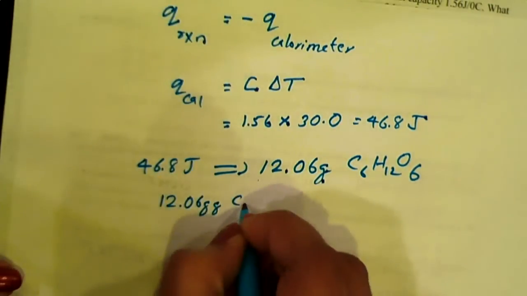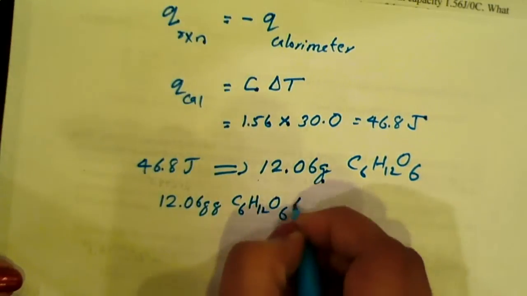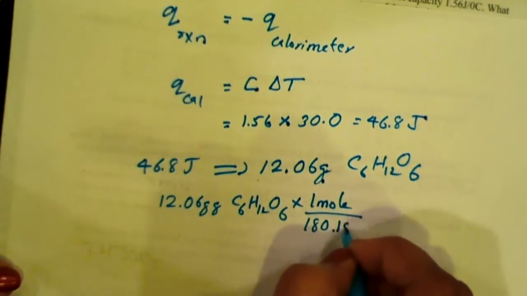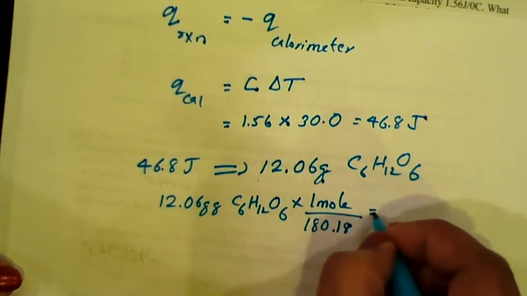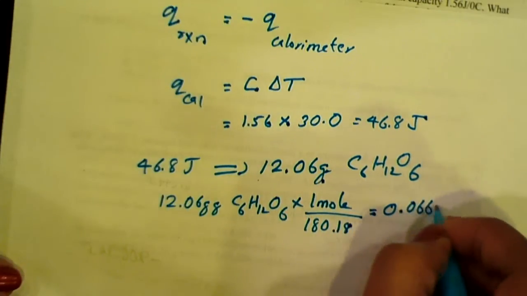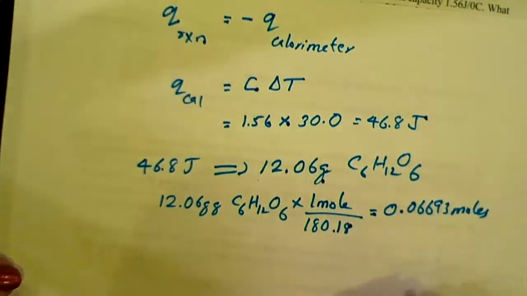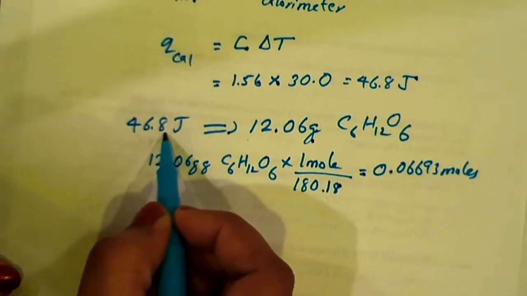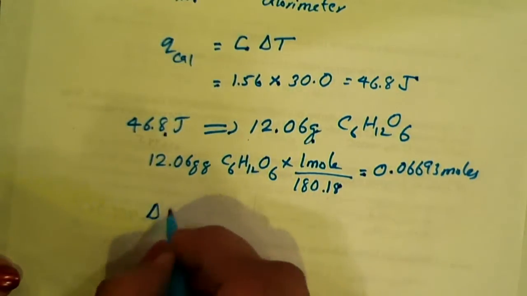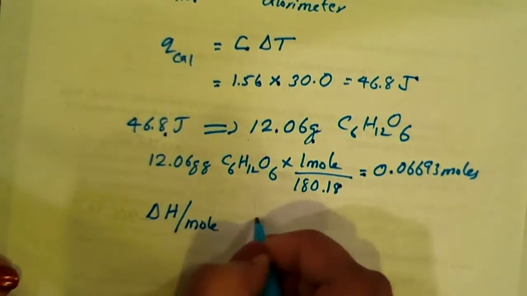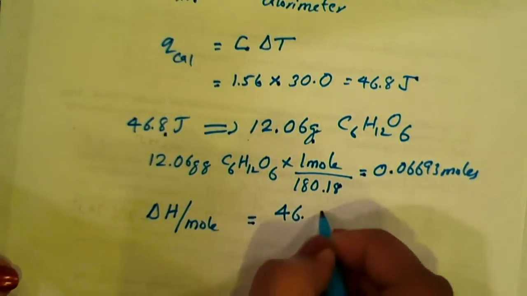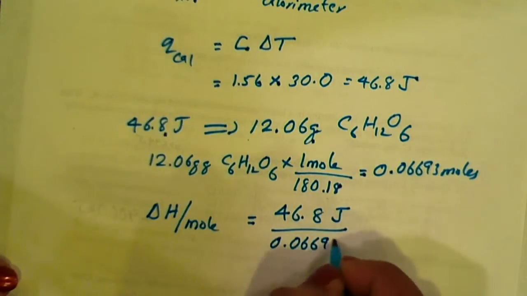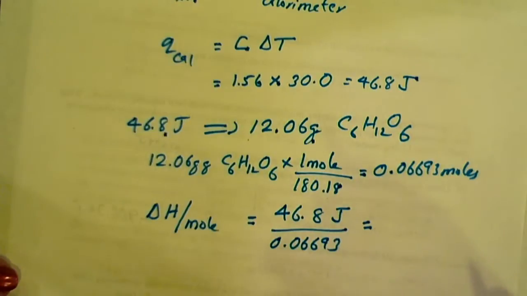12.06 grams of C6H12O6, and they are asking for the enthalpy change for 1 mole of C6H12O6 when 1 mole is reacted. So you have to figure out how many moles is this 12.06 grams. So 12.06 grams of C6H12O6 times 1 mole over 180.118 grams will be equal to 0.06693 moles.